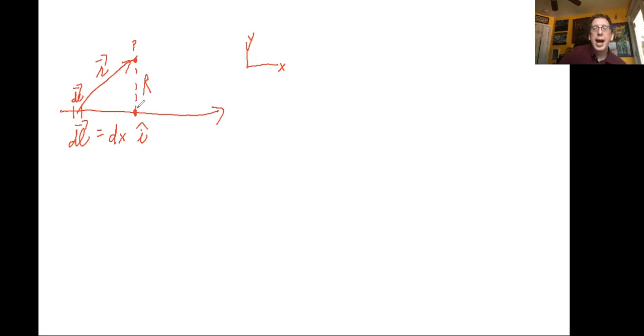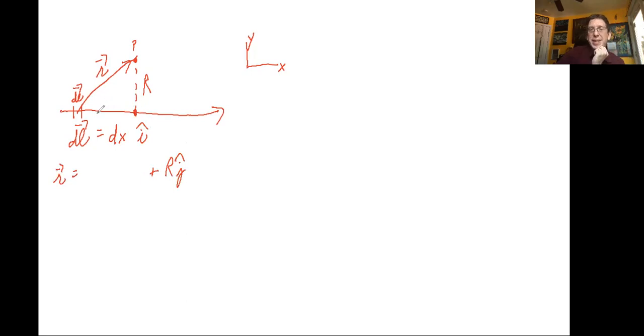Script r has, well, its y component is probably easiest to figure out. It's always going to be capital R. So you have plus capital R j hat. So no matter where you are along the wire, the y component of script r is just going to be capital R. But what's the x component? Well, at the origin, there's not going to be an x component. It's just going to point straight up.